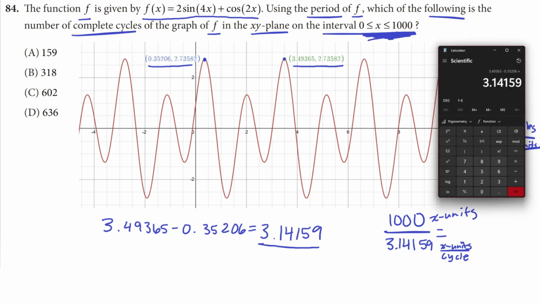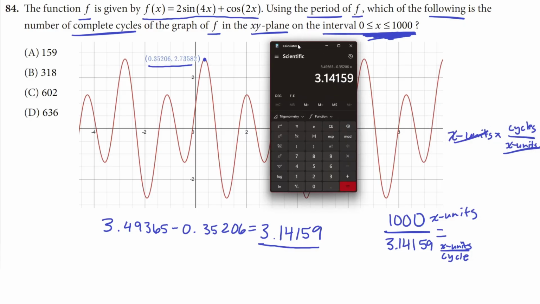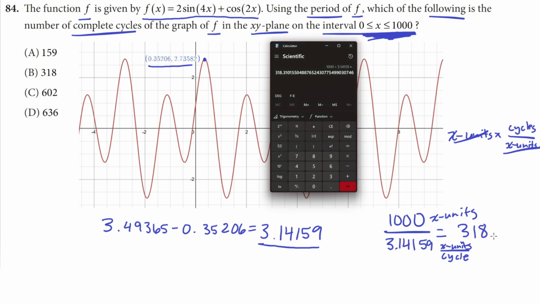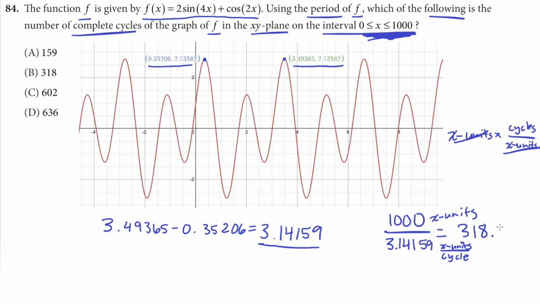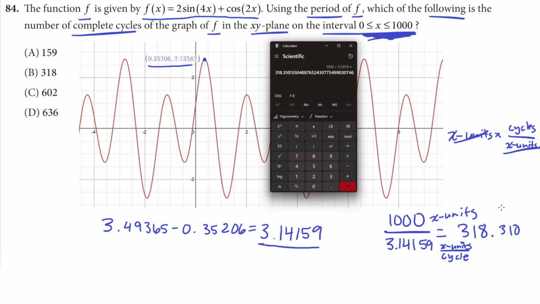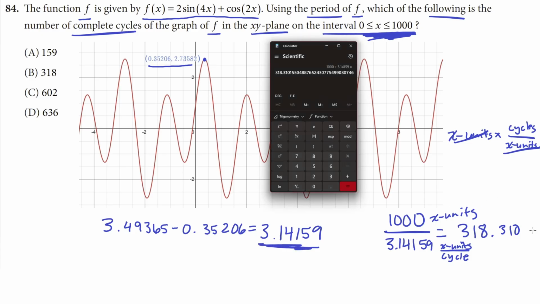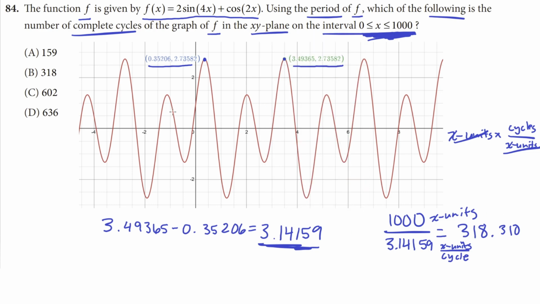So 1000, if we put that into our calculator, 1000 divided by 3.14159 gives us 318 cycles. And it's actually 318 point some small fraction of a different cycle, that's probably because we're rounding. And so that means the graph completes about 318 cycles in 1000 x units.